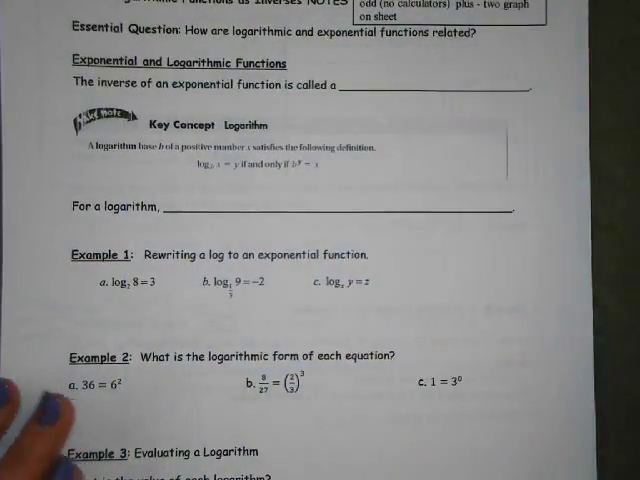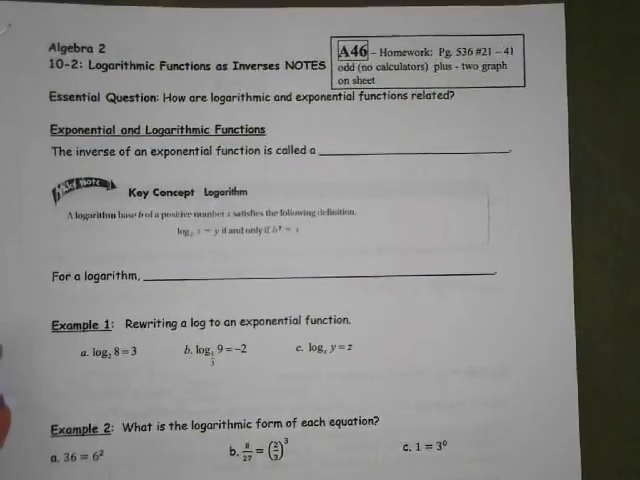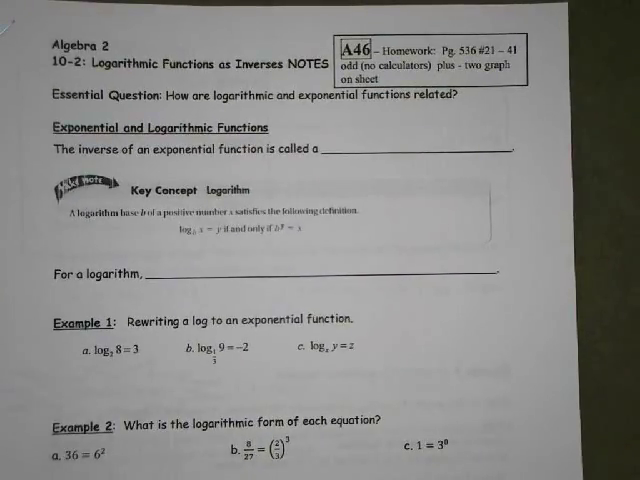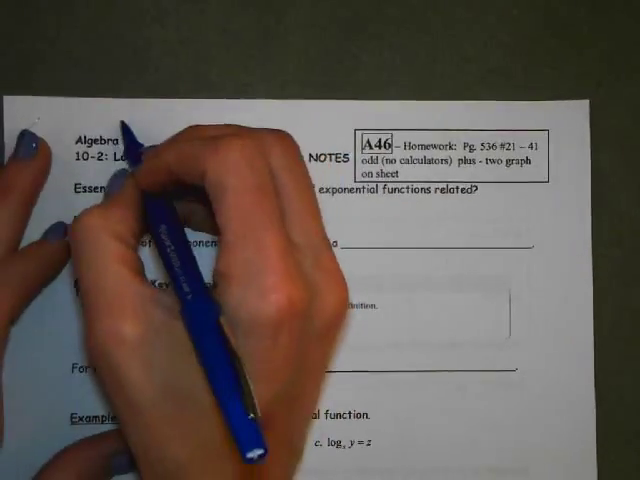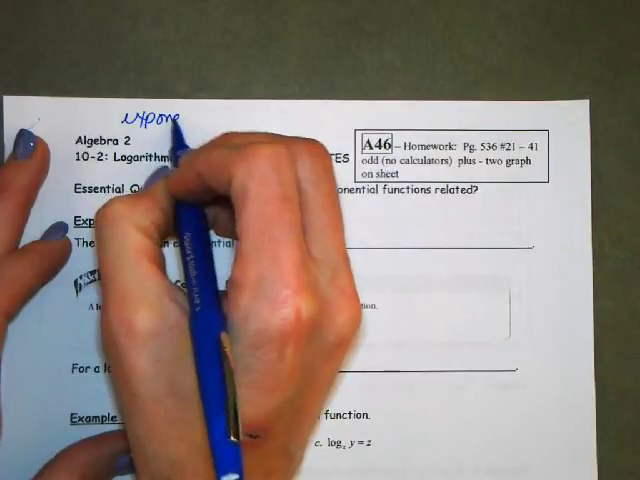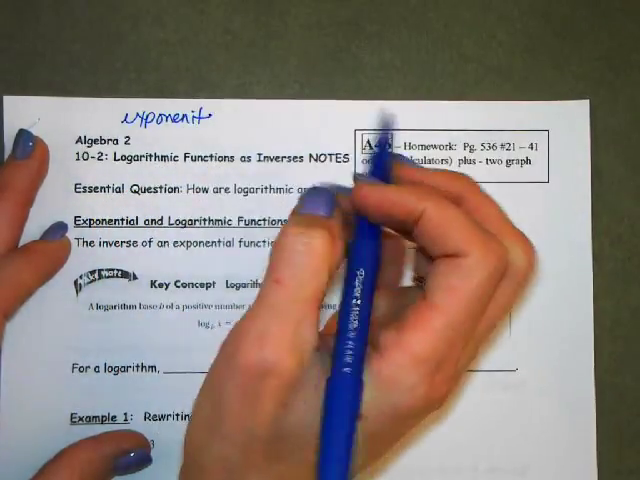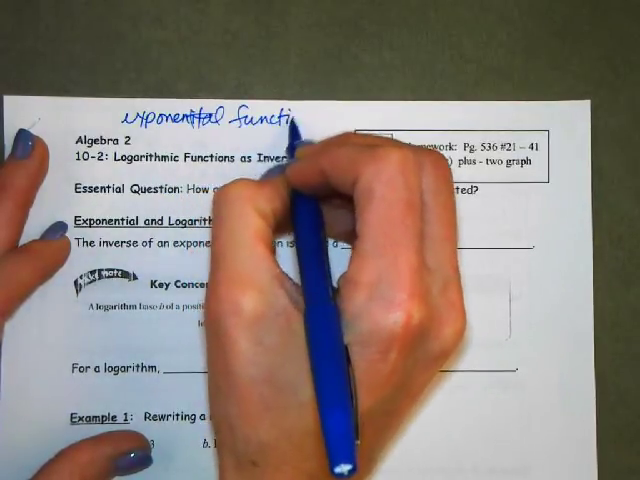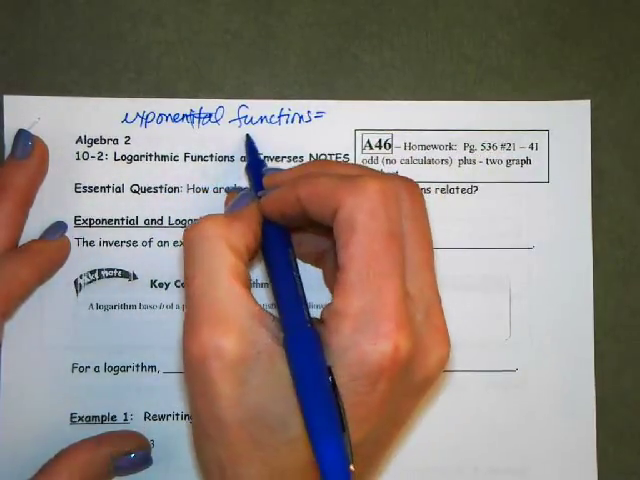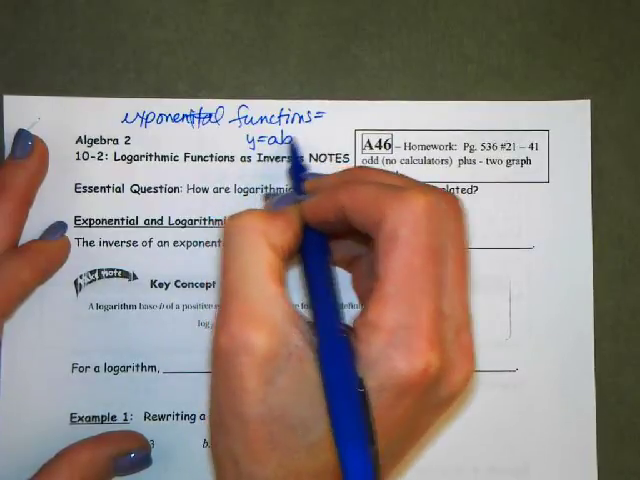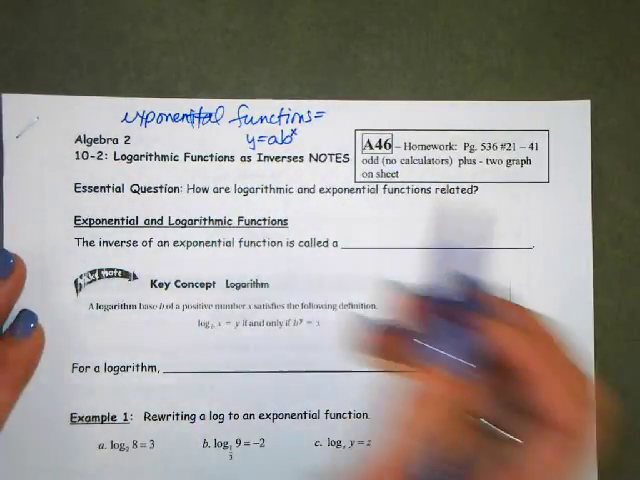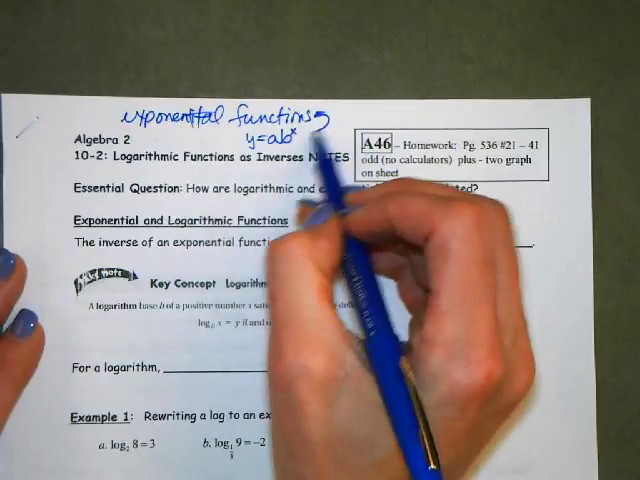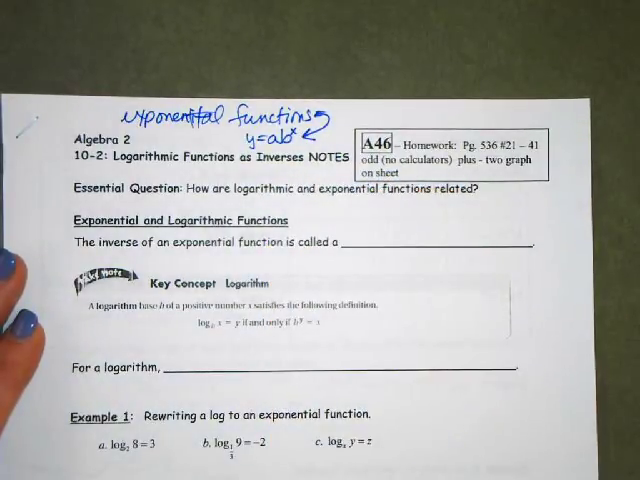So let's talk about a few definitions here. Up to this point, in 10-1, we dealt with exponents. You guys remember exponents, right? So when we were dealing with exponential functions, which we wrote as y equals ab to the x, when you see the words exponential functions, this is what we've been dealing with, right?